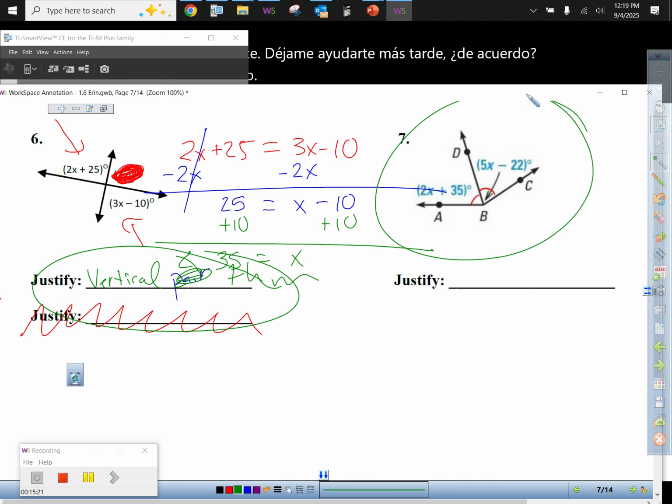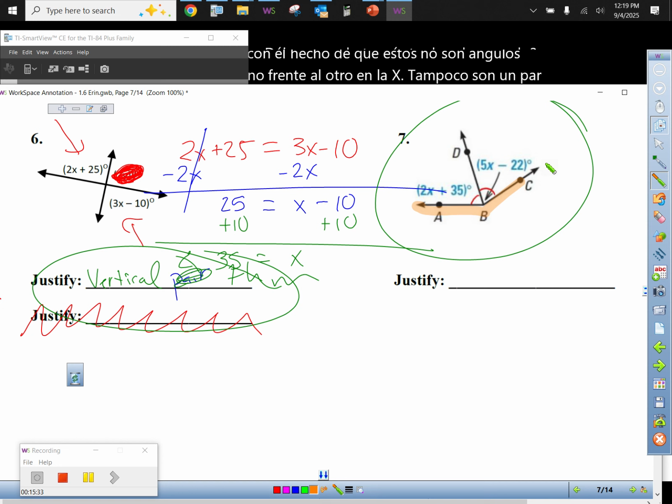This is different. Are we down with the fact that these are not vertical angles? They're not across from each other in the x. They're not a linear pair either, because this thing right here, if I would highlight it, doesn't form a line. Are you with me on that? Other side. Don't do that many at a time. Only about 10 at a time. This does not form a line. Does that sound all right? So it's not a linear pair.